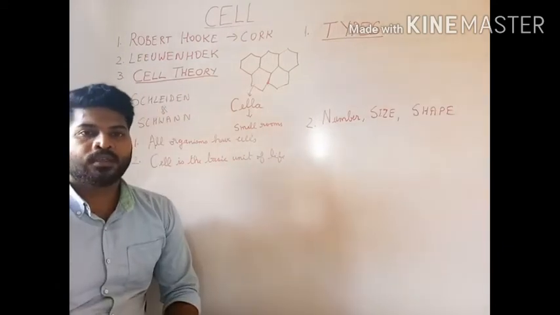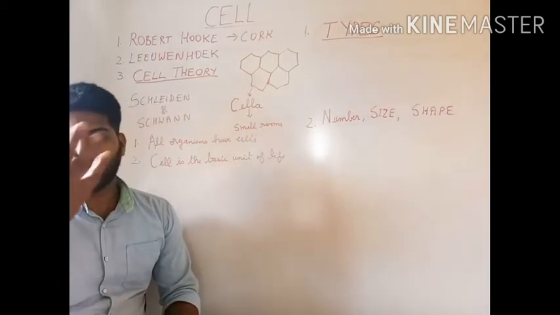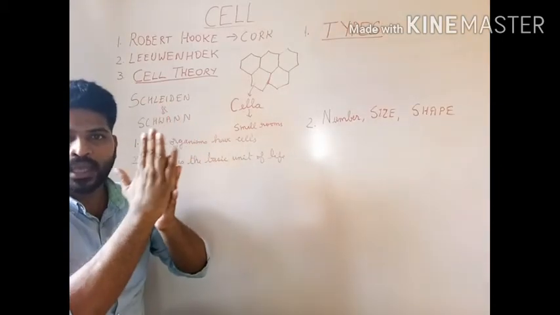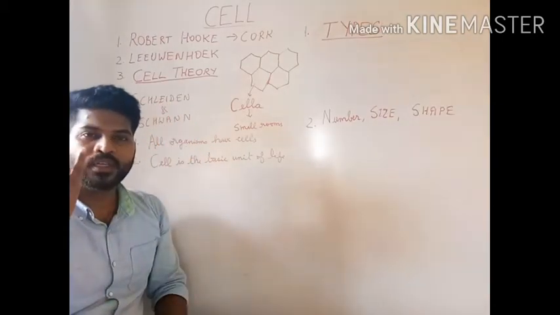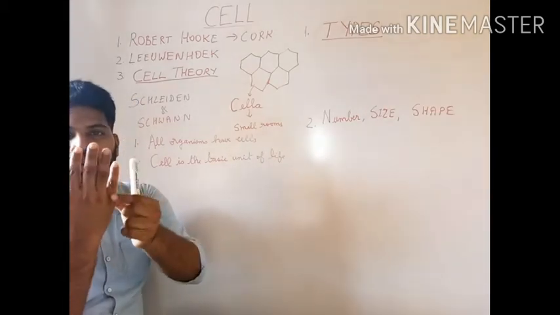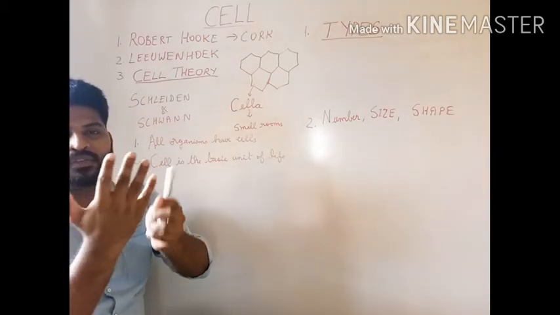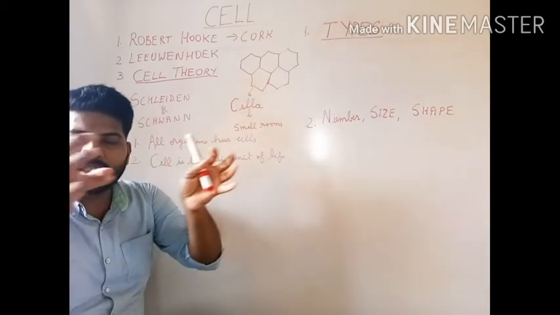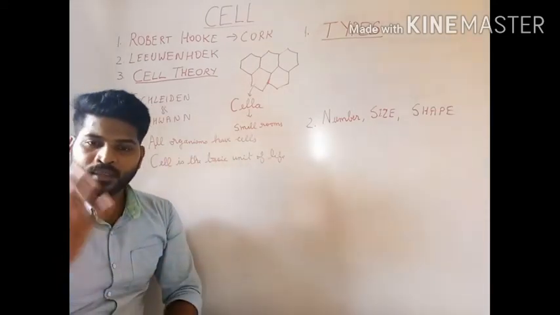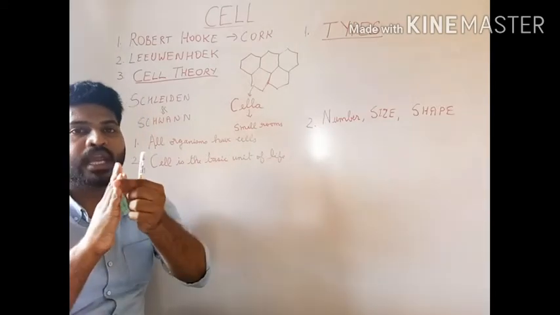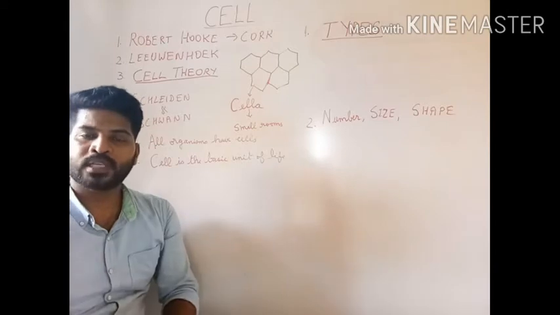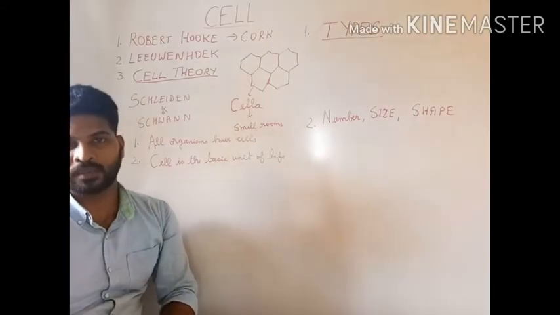For instance, we have our hand. The hand looks like this because of the cells. There are literally millions of cells present here, which, when they are arranged in a proper manner, provide the shape and structure, and they are also responsible for the function.